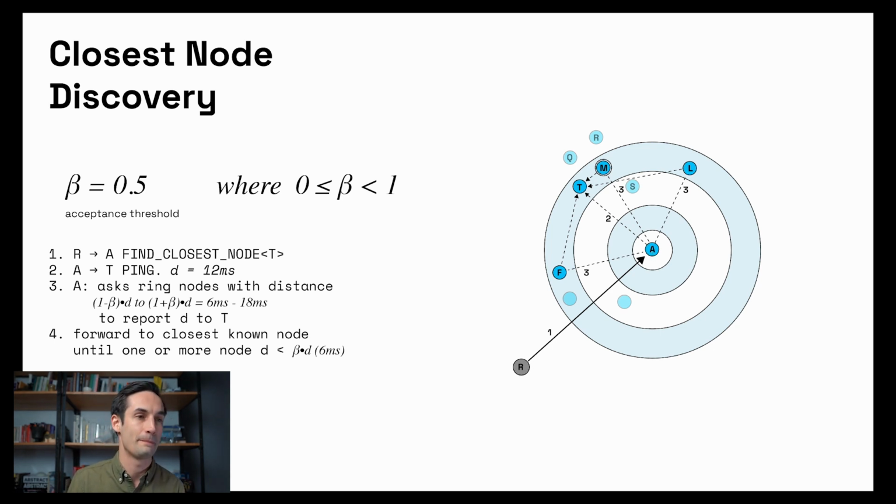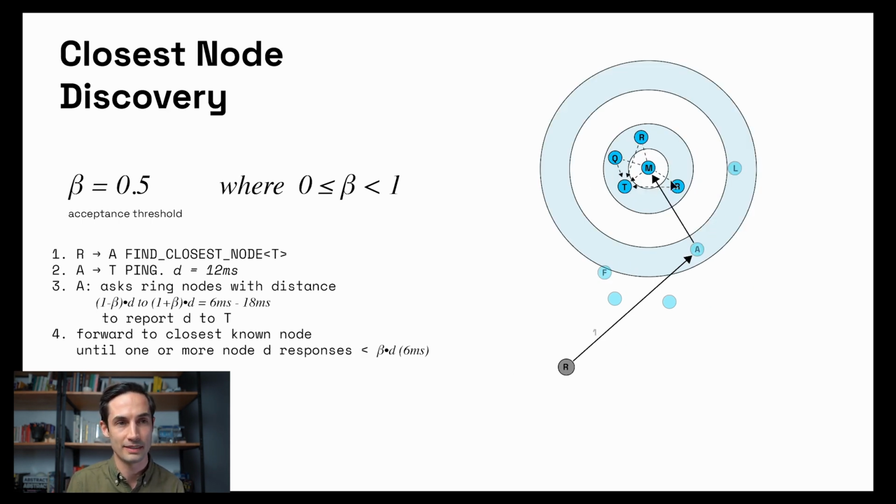From there, A now knows what to do, which in this case is forward this find closest node to M, because M came back with the shortest line. And so then this whole process kind of recurses, and M becomes the center of the universe. And M is going to send out a distance probe itself to T, find some threshold number.